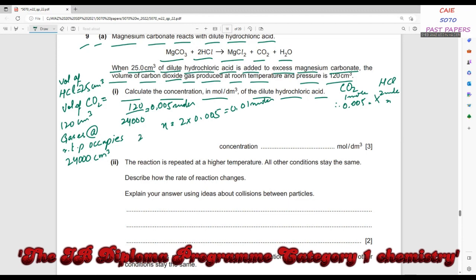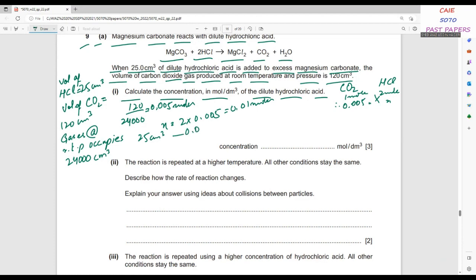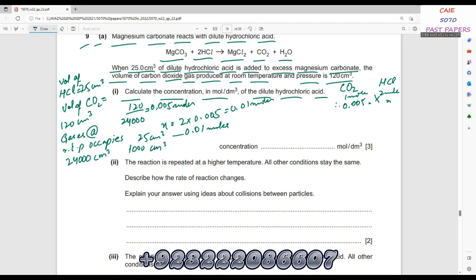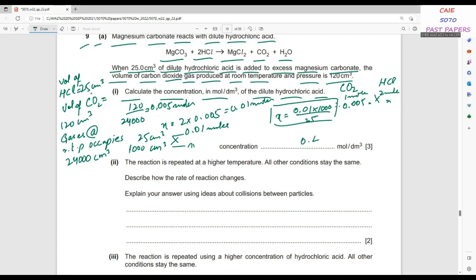So if 25 cm³ contains 0.01 moles of hydrochloric acid, therefore 1000 cm³ contains X moles. So X is equal to 0.01 multiplied by 1000 and divided by 25. 0.01 multiplied by 1000 divided by 25 gives 0.4 mol per dm³ of hydrochloric acid.